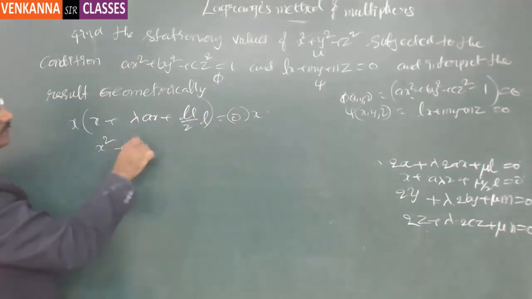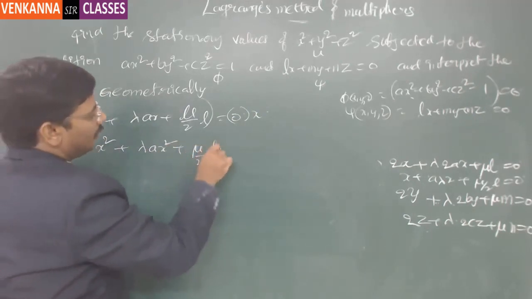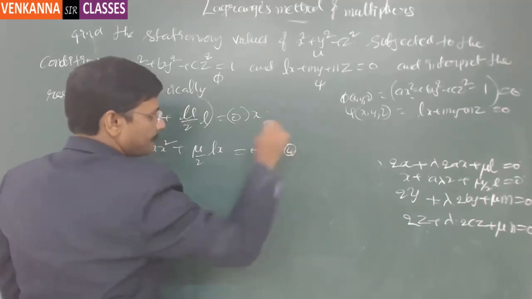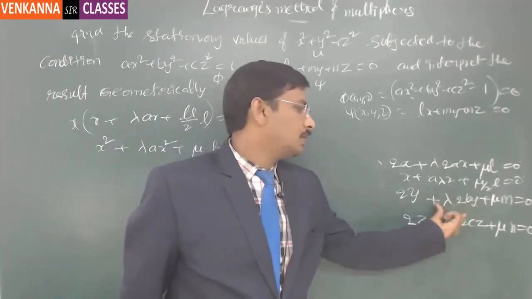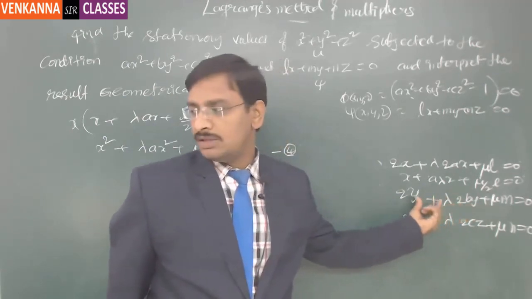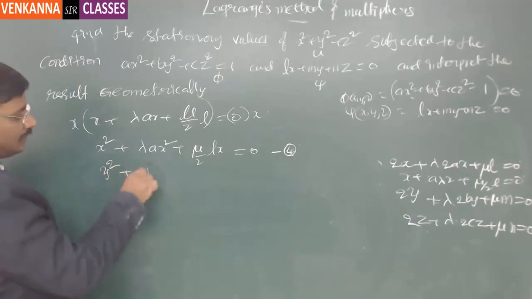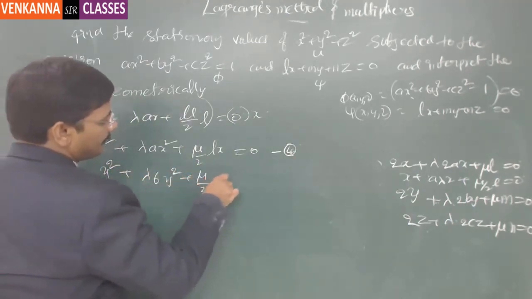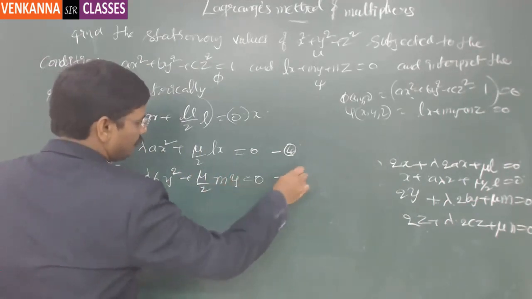That is x square plus lambda ax square plus mu by 2 times of lx equal to 0. So this is equation number 4. Similarly, divide this entire equation by 2 and multiply with y, then you are going to get the same format, y square plus lambda times of by square plus mu by 2 times of my equal to 0. This is equation number 5.